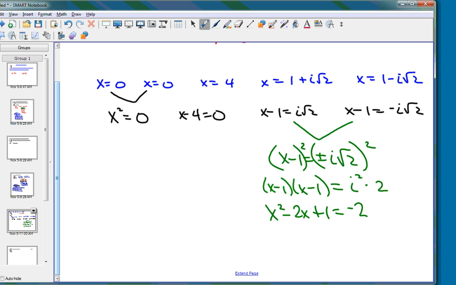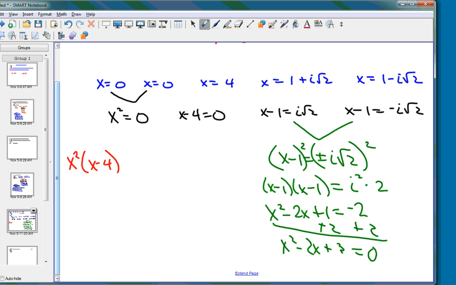And you just add 2 to both sides, right? Add 2 to both sides. And then once they're all equal to 0, you get x squared minus 2x plus 3 is equal to 0. So now I'm going to marry all these by saying x squared times x minus 4 times x squared minus 2x plus 3.